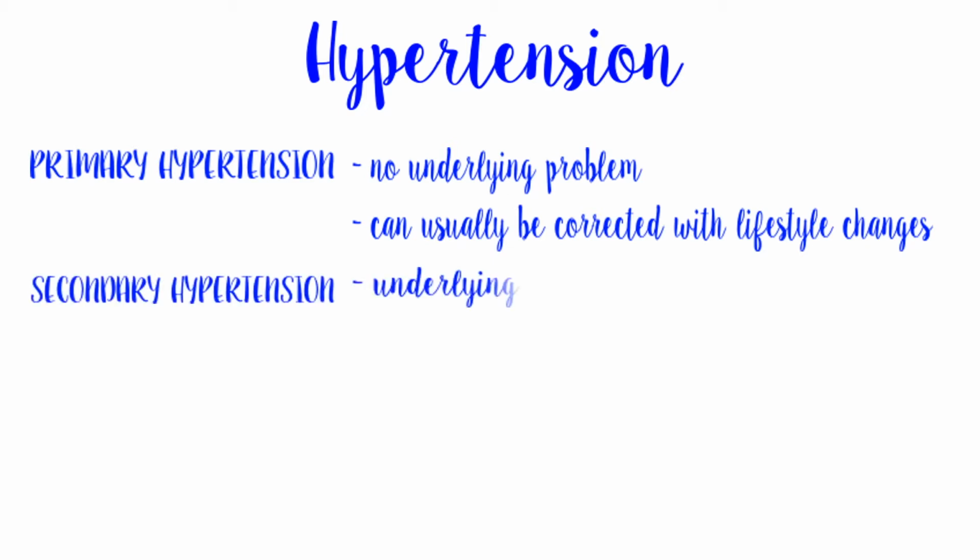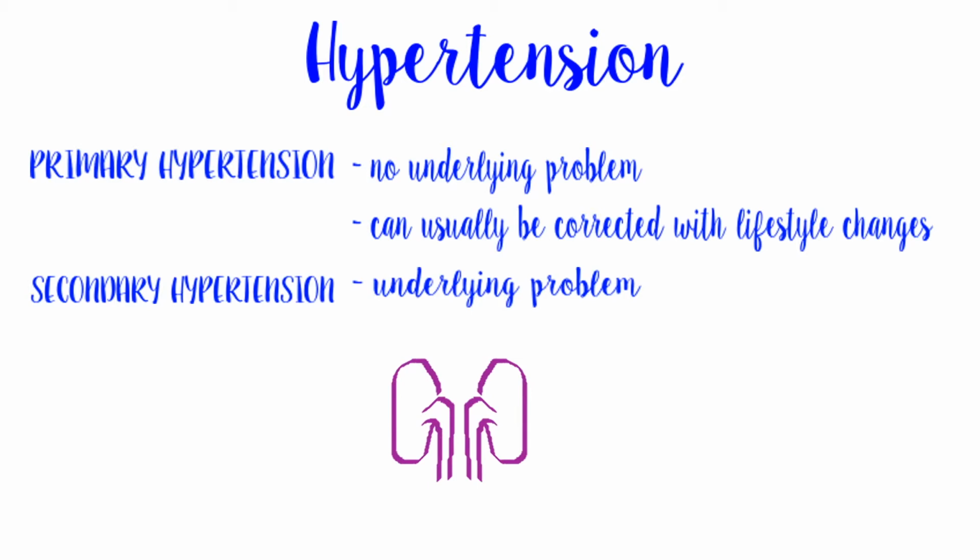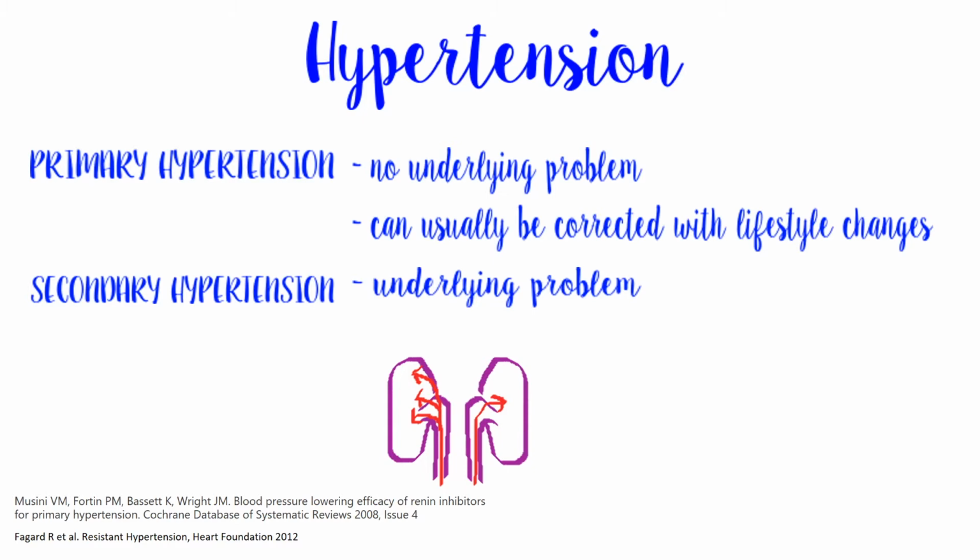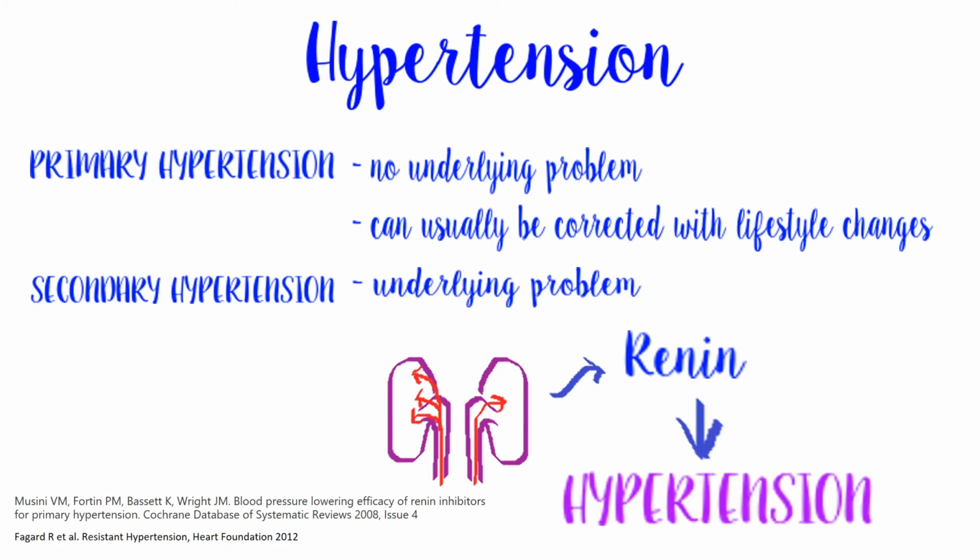Secondary hypertension has a specific underlying cause. Anything that limits the blood flow to the kidneys can cause hypertension, for example atherosclerosis. Reduced blood flow can cause the kidneys to secrete renin, which leads to water retention. A greater volume of fluid leads to hypertension.